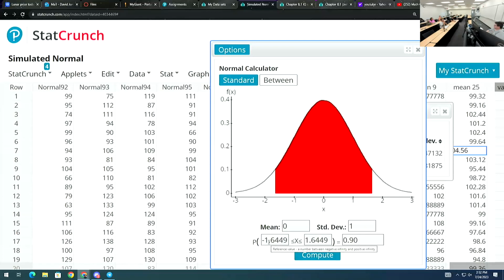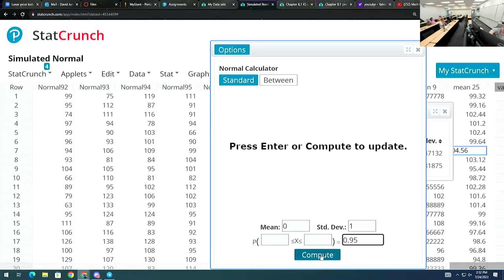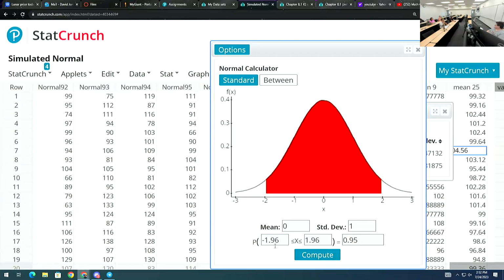And I hit compute, and I get that 1.645. See that? Negative 1.645 to plus 1.645. That's what we got done saying. If I do the 95%, I get the 1.96. If I do the 99%, you'll see 2.5758. I rounded wrong. I think they show 2.575 in the books. So either one, something's wrong. Someone rounded wrong somewhere.